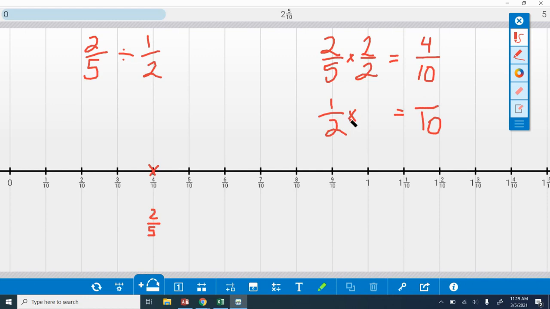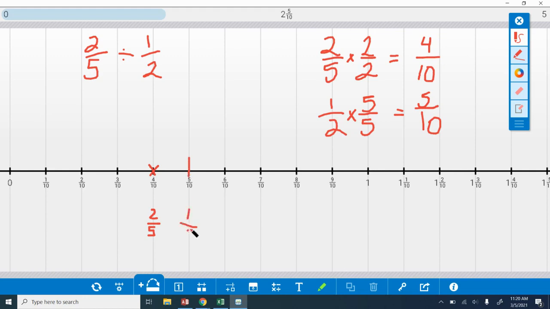We don't want to change the value of our half. We just want to write an equivalent fraction. So we're going to multiply times 5/5. 5/5 has a value of 1, so it doesn't change the value of this fraction. So 1/2 times 5/5 is 5/10. 5/10 is equivalent to a half. So I'm going to go ahead and mark that here, and this is the half.